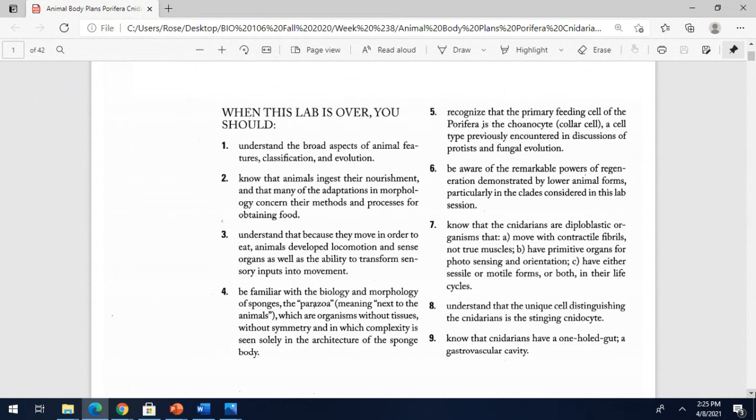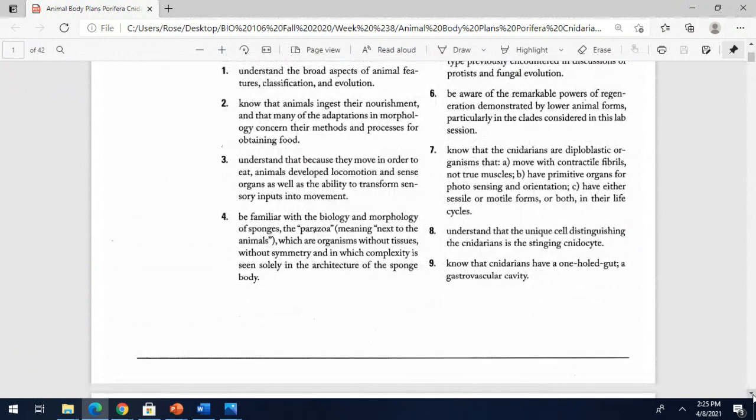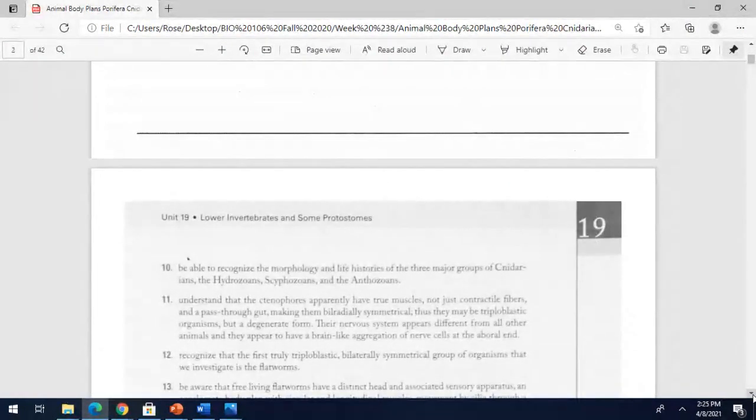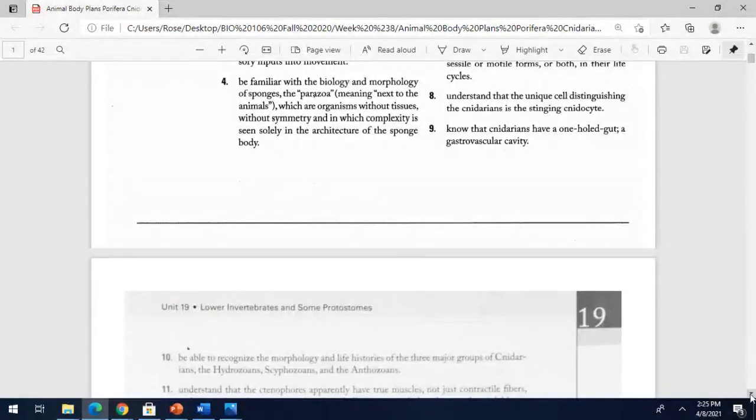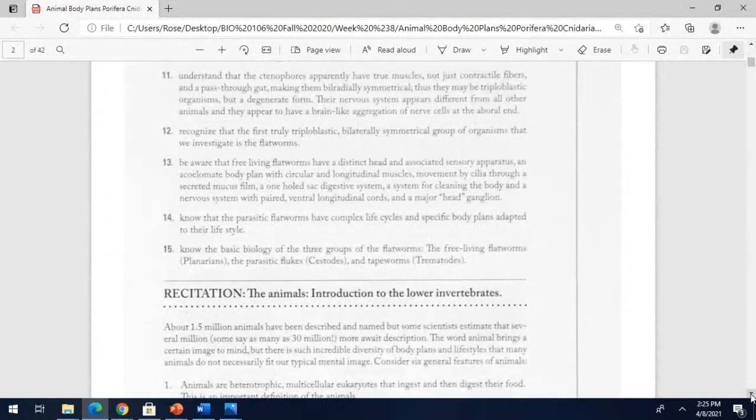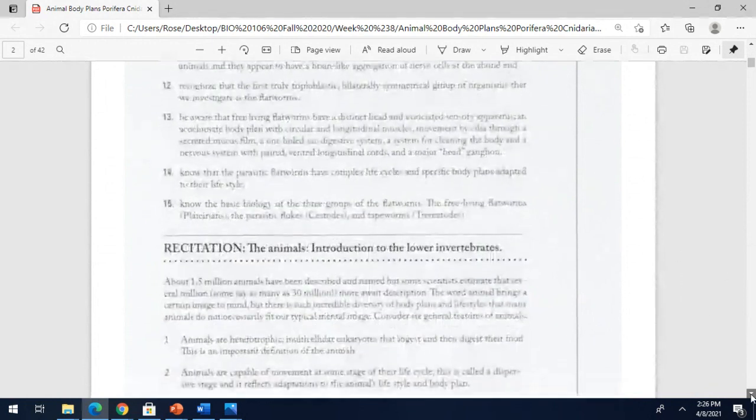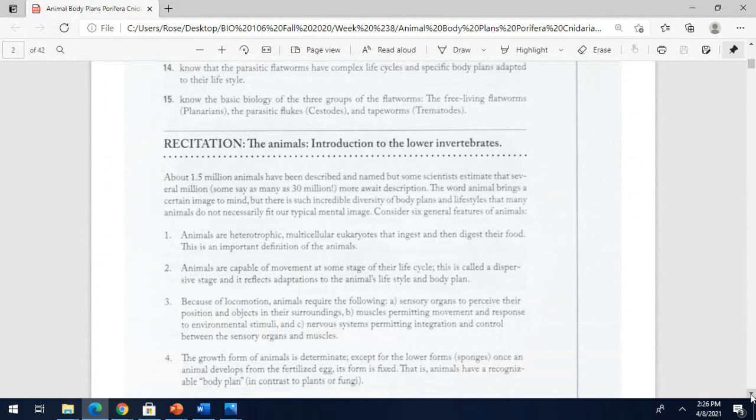However, we do not have an actual lab where you could do hands-on. So it's going to be very difficult for you guys to visualize and to feel and to know all these things. So here we have how many pointers, or how many things you should know by the end of this lab, like 15 to know pointers. So here now, in this lab, we'll do the animals, and we're doing an introduction to lower invertebrates, and then we'll go on to the protostomes lineage. All right, so we'll cover all these things.